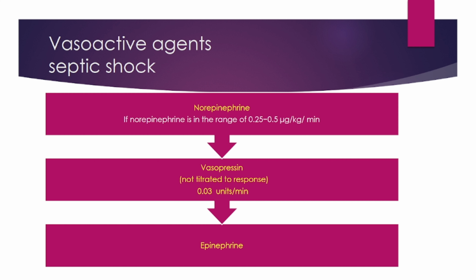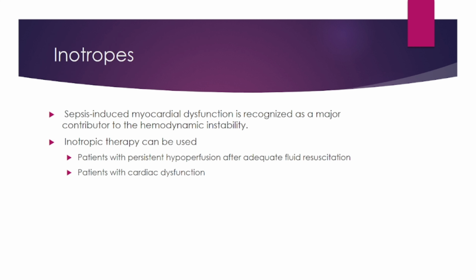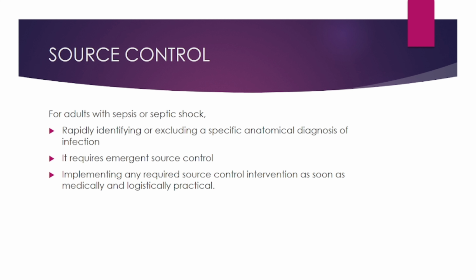Right. So we have started vasoactive agents, but still the patient's blood pressure is not picking up. What about starting inotropes? Sepsis-induced myocardial dysfunction is recognized as a major contributor to hemodynamic instability. I think ICU doctors and consultants discuss more about this, but in the emergency department, inotropic therapy can be used in patients with persistent hypotension after adequate fluid resuscitation and patients with cardiac dysfunction. The recommendation is adding dobutamine to norepinephrine or using epinephrine alone. So if the patient is on noradrenaline, you can start dobutamine if you think the patient has cardiac dysfunction.